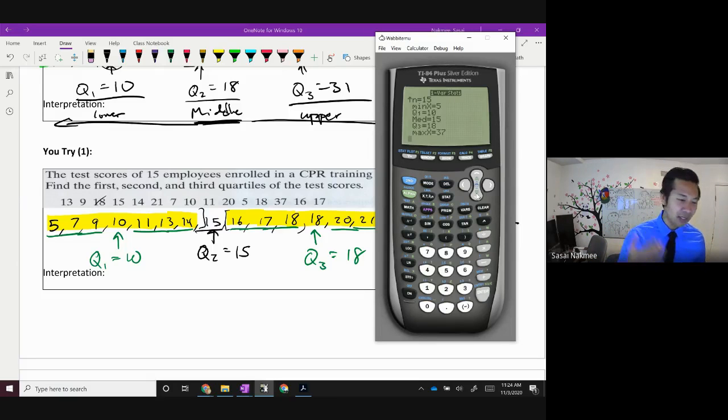Q1 says 10. What is the median? Oh, I'm sorry, I just gave that away. Med. What does med stand for? Med stands for median, which is your Q2, which is 15, which is what we got. And there's Q3 for you right there, which is 18. You guys see that? All listed beautifully, all done on your calculator without you having to put them in order.